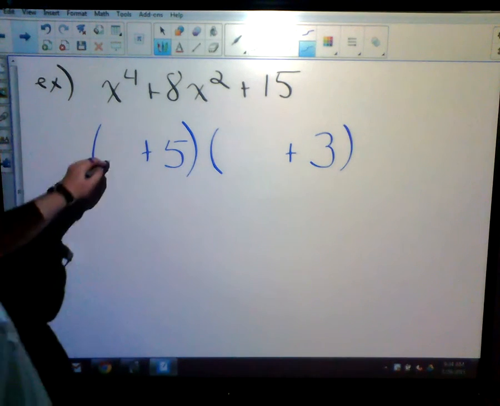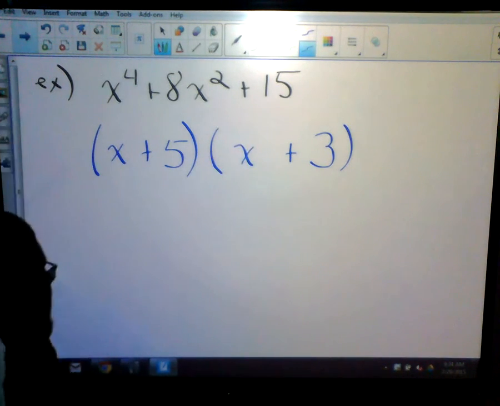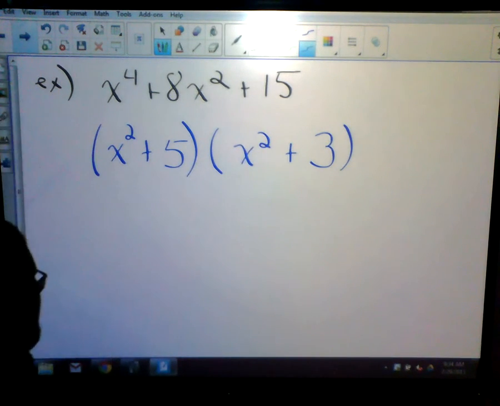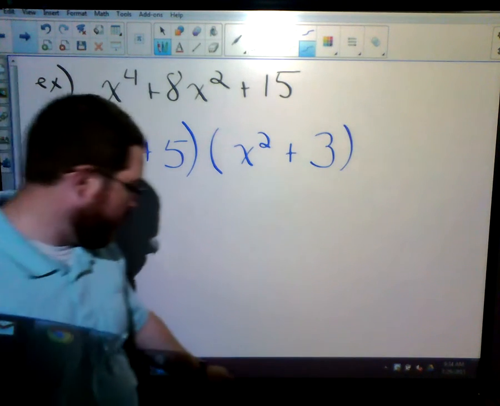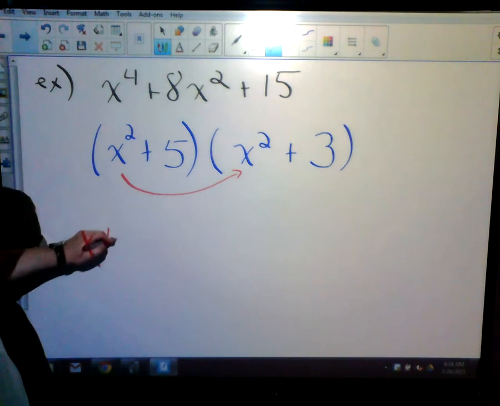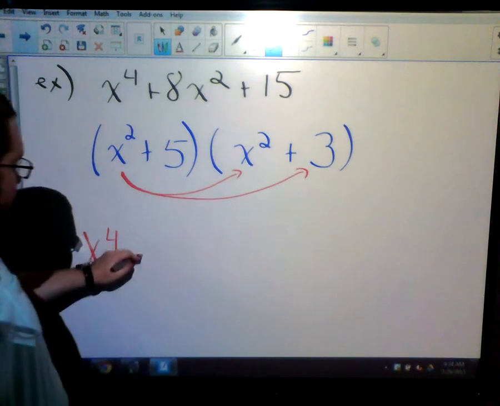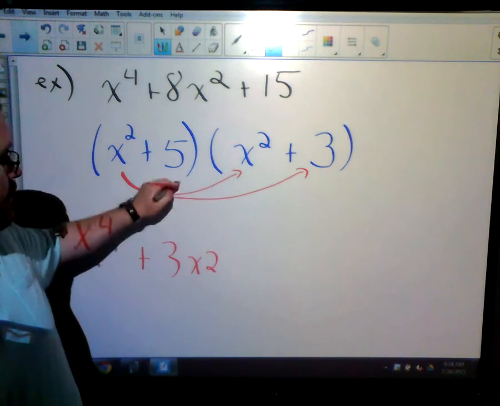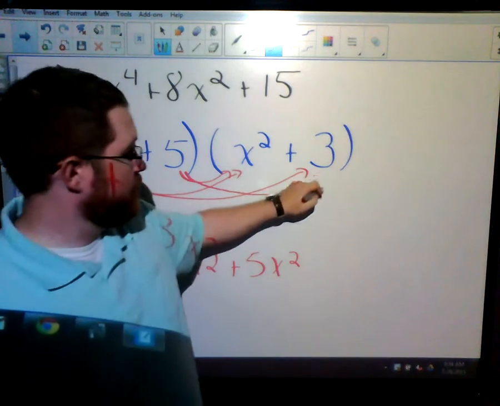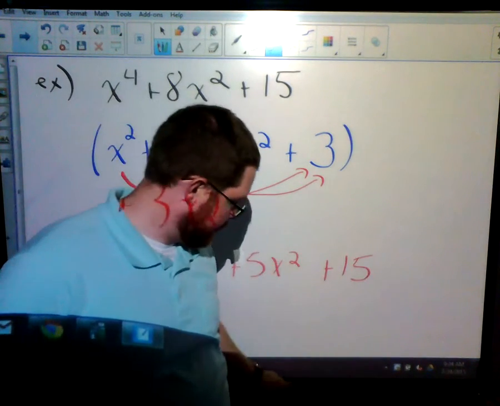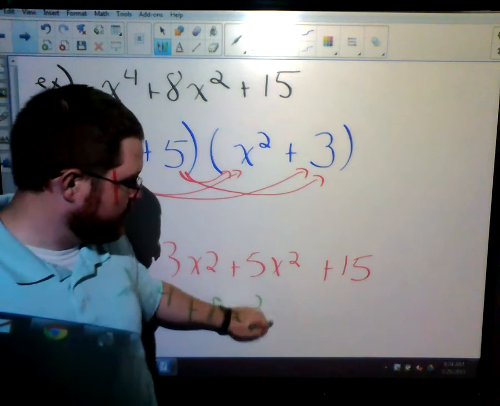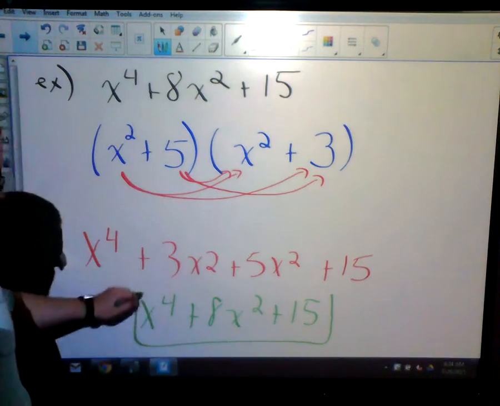But now I'm not going to put x plus 5 and x plus 3. I've got to match the middle term. X squared plus 5, x squared plus 3. If you wanted to make sure that this is right, let's distribute it back out. X times x, x to the 4th, plus 3x squared plus 5x squared plus 15. Oh look, that's x to the 4th plus 8x squared plus 15. Yep, it works.